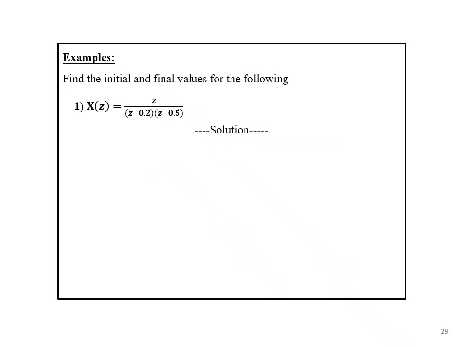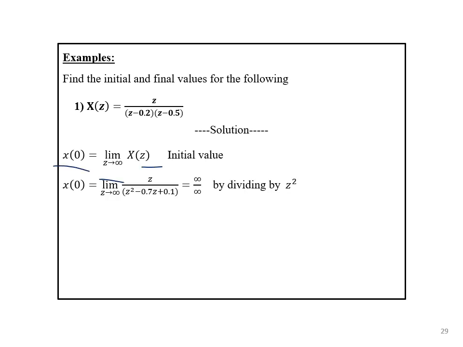For this equation, get the initial and final value for the function x of z. The initial value is x of 0, the limit as z tends to infinity of x of z. We substitute infinity for the numerator and denominator. We get infinity divided by infinity, which is an undefined value. Then we divide both the numerator and the denominator by z squared. We get 1 over z divided by 1 minus 0.7 over z plus 0.1 over z squared.